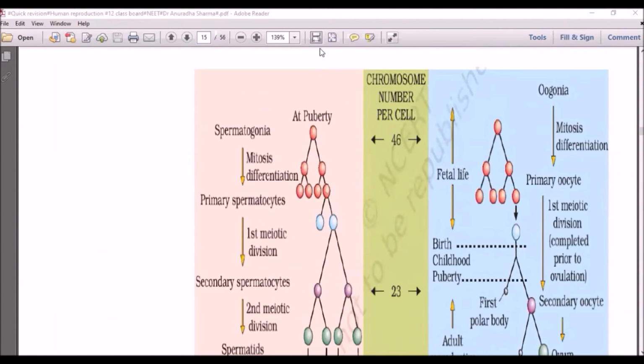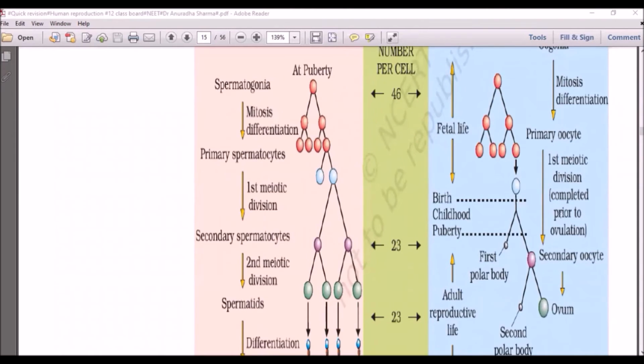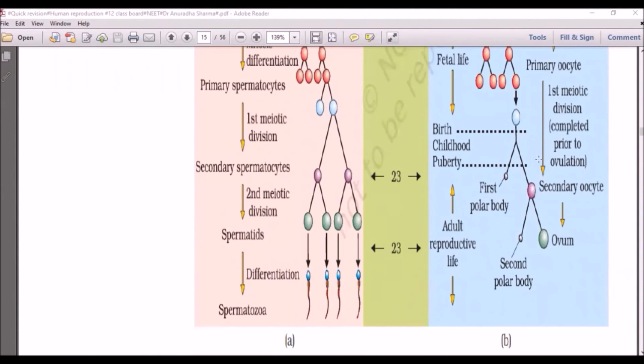With this diagram, we can study oogenesis. This is oogonia. This oogonia undergoes mitosis and finally results in a primary oocyte. Now this primary oocyte undergoes the first meiotic division and results in a secondary oocyte, and the secondary oocyte results in the ovum and a secondary polar body.